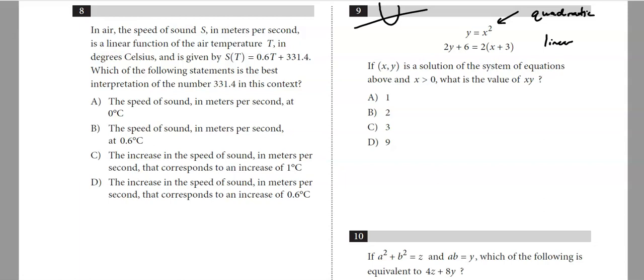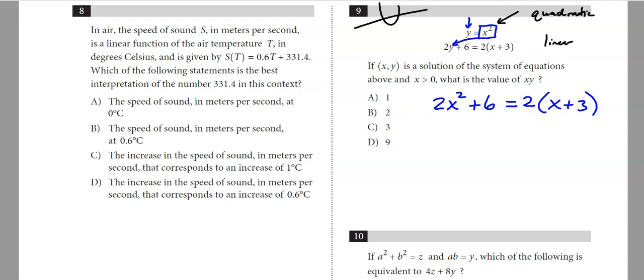So a couple different ways that we could do this. One way is we could probably use substitution. I like to use substitution when it's already solved for a letter, like we know what y equals. y equals x squared. So let's just substitute x squared in for y. So we have 2x squared plus 6 equals 2 times (x plus 3). So now I have one equation, one unknown, and I should be able to get the answer here.